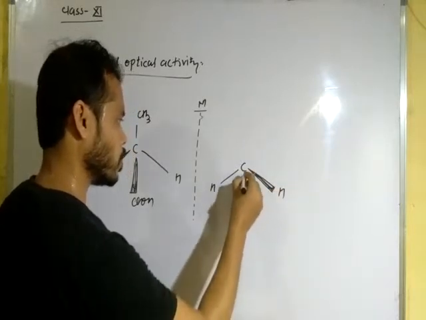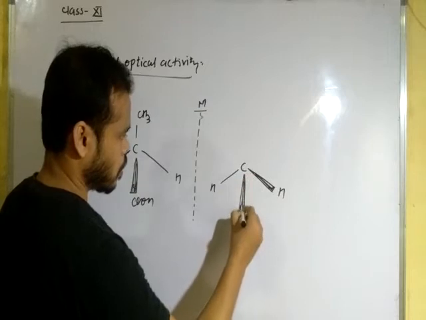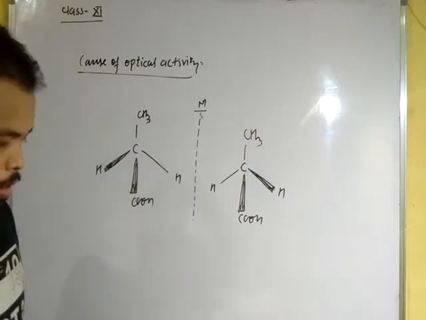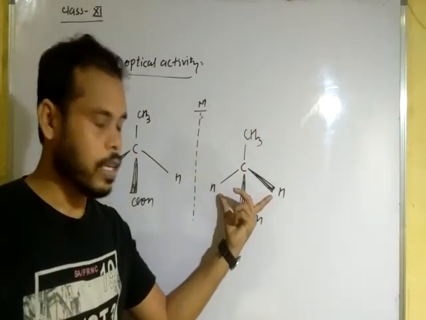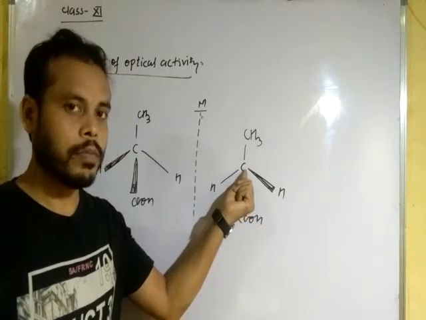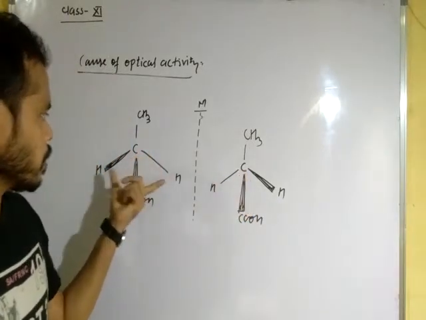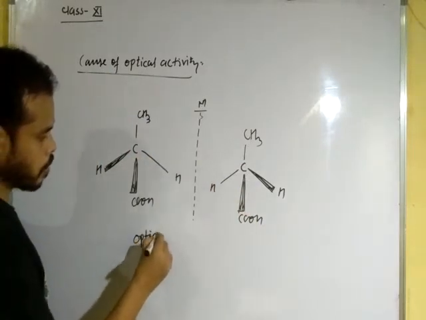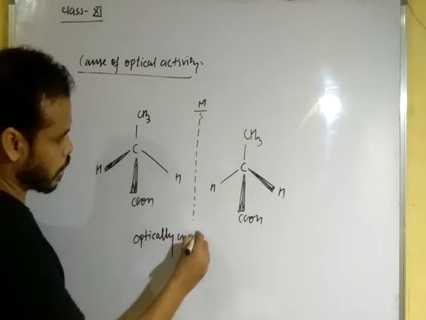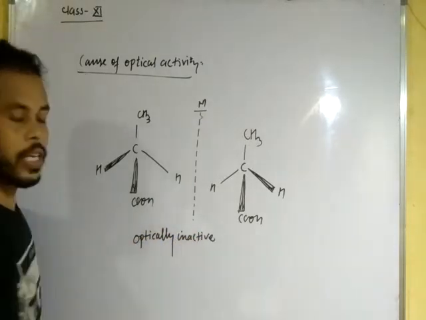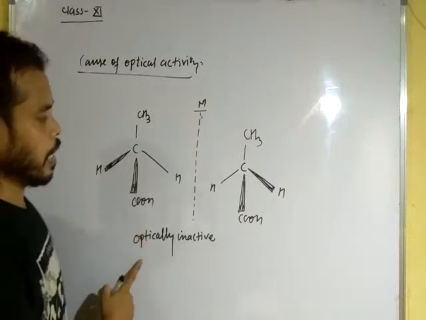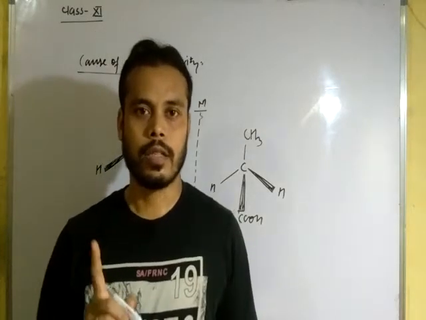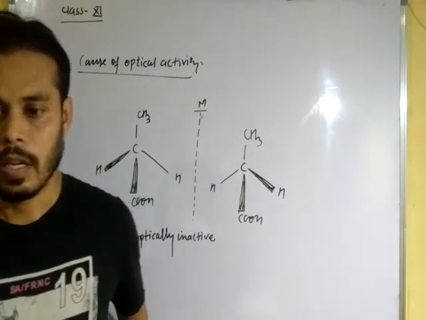Hydrogen, carboxylic group and the methyl group. But due to the presence of two similar atoms on the center carbon, it is optically inactive. If optically inactive, it cannot rotate plane polarized light.